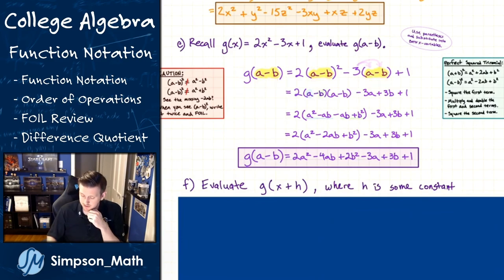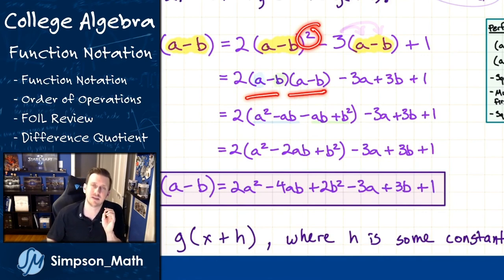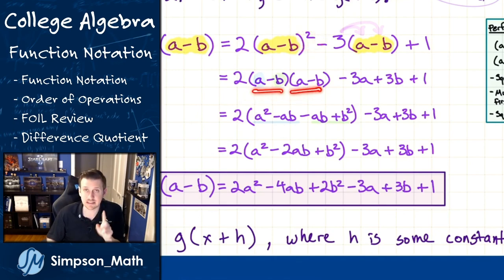So I'm going to do that. And lo and behold, I have this square right here. What do I do when I see a binomial squared? You write it twice and foil, right? Until this becomes natural to you and you won't mess it up every time, I want to see you write it twice. Anytime you see a binomial squared, I want you to write it twice and foil until you can prove to me that you're a pro at it.